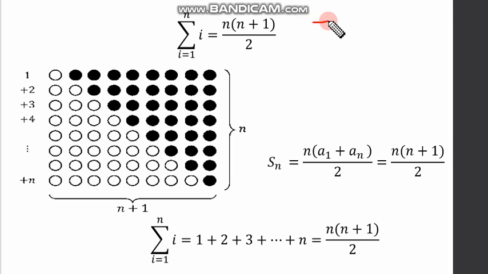For number one, the summation of i from i equals 1 to n is equal to n times n plus 1 all over 2. Remember that in our arithmetic series, we have the formula n times a sub 1 plus a sub n over 2. Here, in our first property, that's almost the same: the summation of i from i equals 1 to n is 1 plus 2 plus 3 and so on until n. So it's equal to n times n plus 1 all over 2.